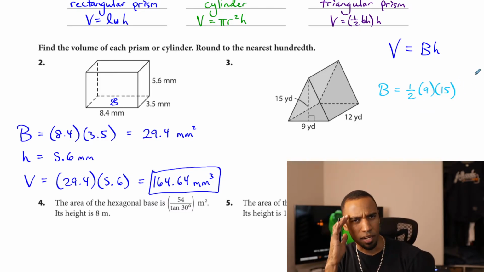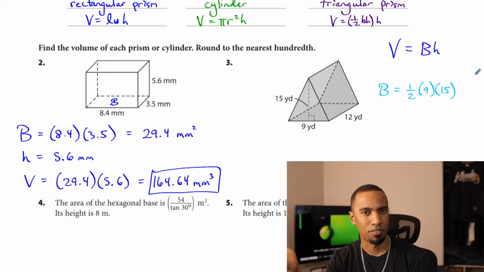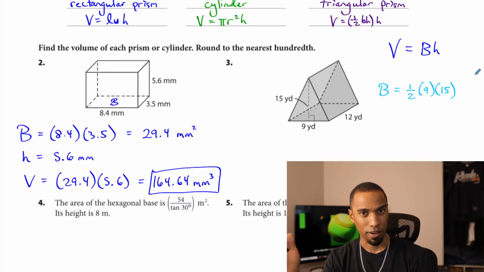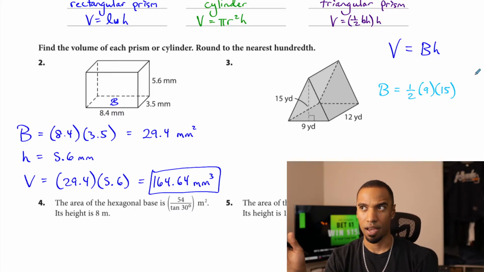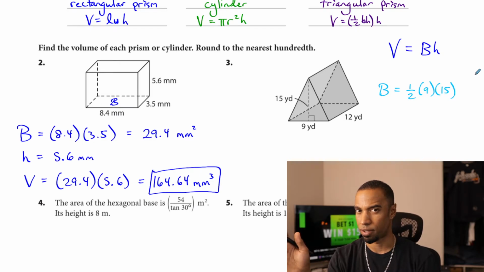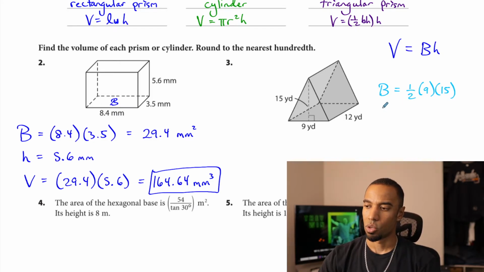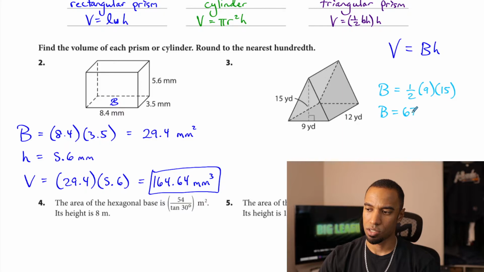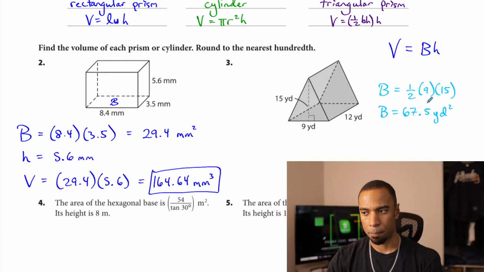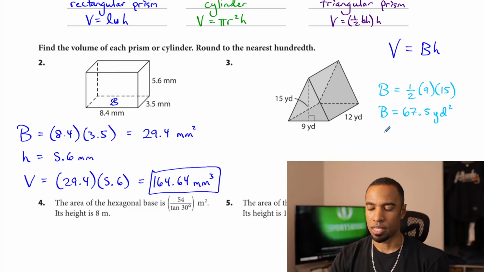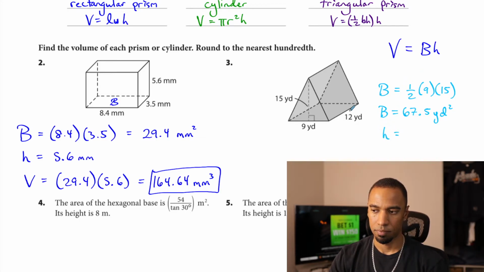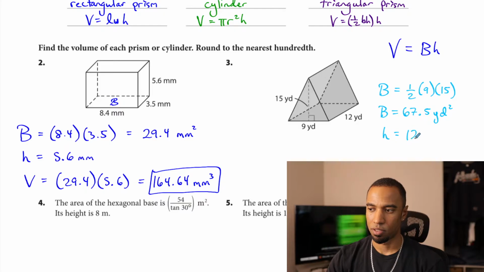I'm going to try this one in my head. 9 times 15, I don't even know. 135. Half of 135 is 67.5. Yes. So area of base is 67.5 square yards. So I started with that. Now the height of the prism, the triangular prism, is 12 yards.